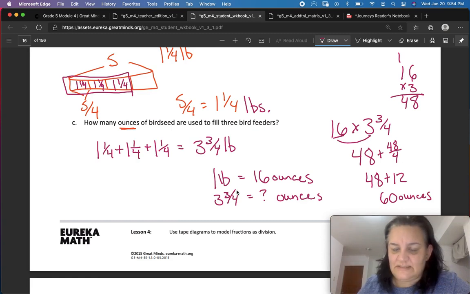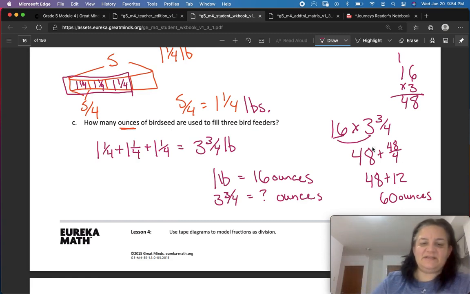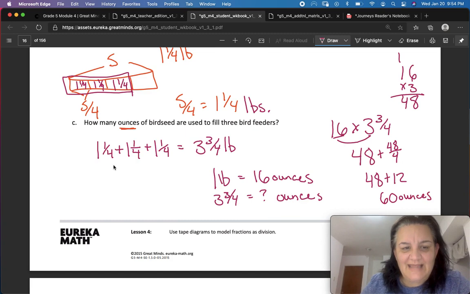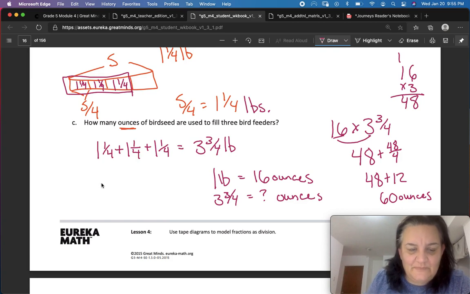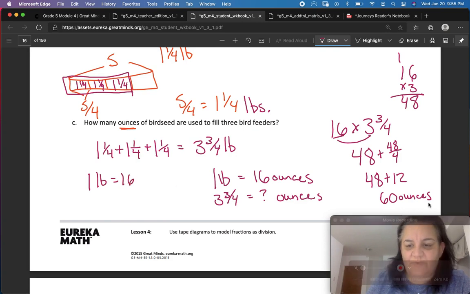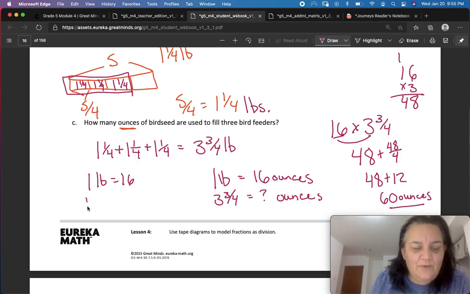Interesting. So we did it the long way. Let's see if there's an easier way. Let's figure out how many ounces are in each one and then just multiply that by 3. You think? So 1 pound still equals 16 ounces. So that was one way we did it, 60 ounces. Let's check our work in another way. And we want to know 1 1/4 times 16 is going to tell us.